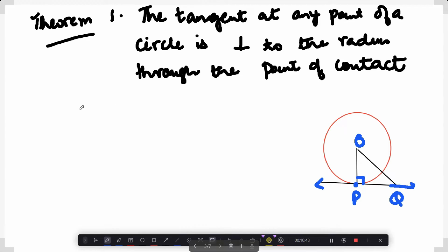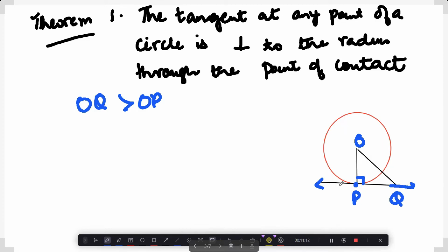So OQ is obviously greater than OP. Why? Because Q lies outside the circle. If it had been inside, then it would have become a secant, right? And not a tangent. So therefore OQ is greater than OP.